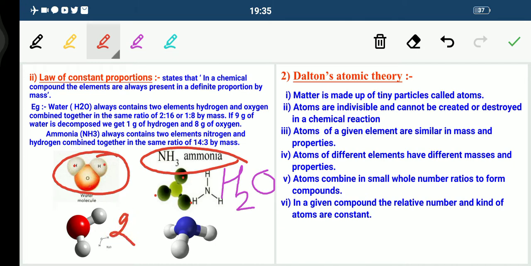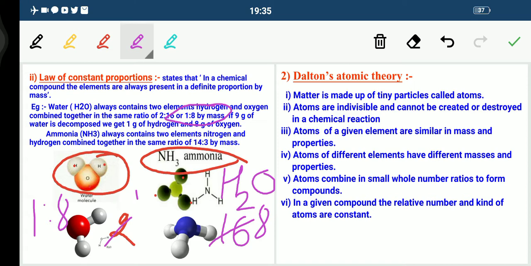Now what will be the atomic number of this oxygen bache? This is atomic mass, sorry, 16, fine. So 16. So 2 ones are 2 and 2 eights are 16. So they are present in 1:8 by their mass. If 9 gram of water is decomposed, so we get 1 gram of hydrogen and 8 gram of oxygen. This is what they are telling you, 1:8 ratio. Right students?